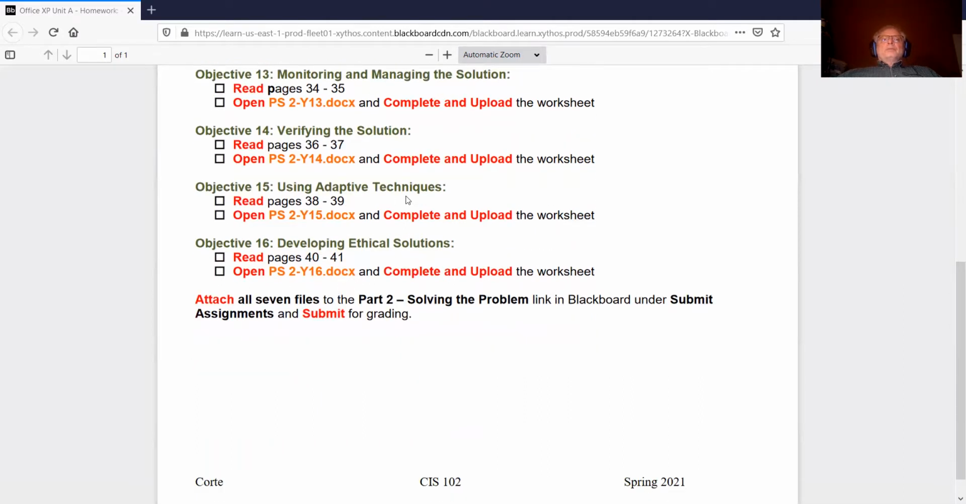And then adaptive techniques just tells you how to adapt, to make sure that you are verifying the solution correctly, but it'll talk about that. That's kind of an automatic thing with verifying. And then developing ethical solutions.